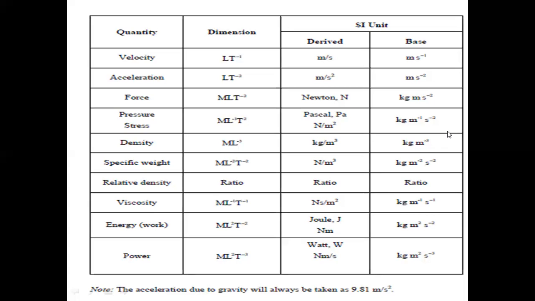Next, density is mass per volume, kg per meter cube. Density is equal to kg per meter cube.